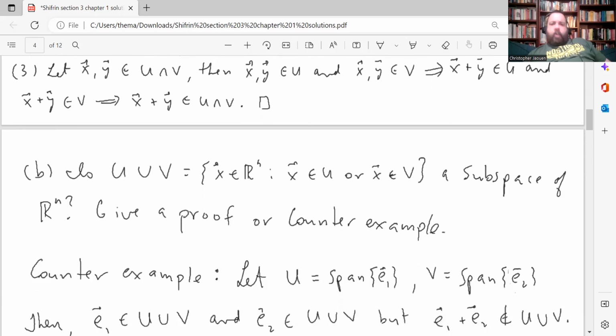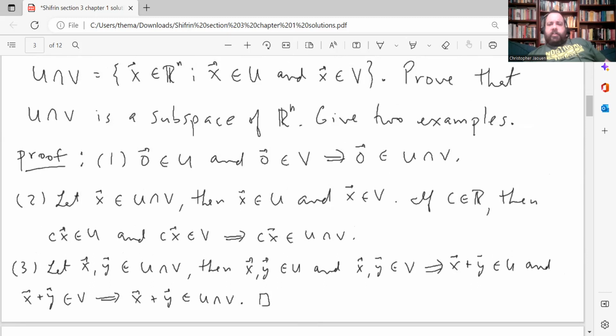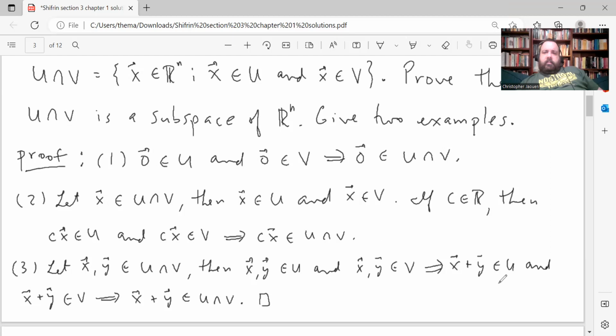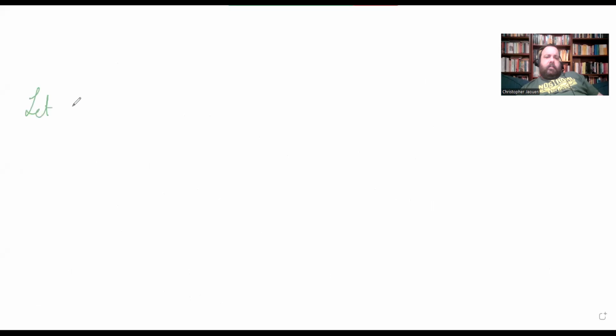Okay, what do they want? Oh, he says come up with two examples. So I didn't write down examples here, but maybe I'll make up two quick examples on the whiteboard. So for example, let U and V be the following subspaces of R. Let's do R3, I guess.